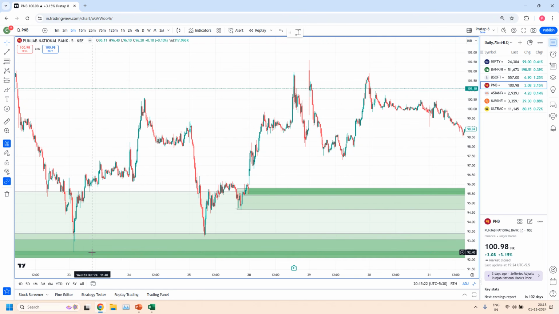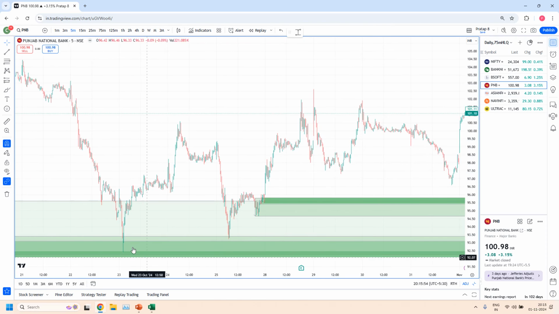Within how many days? This happened on 23rd October, and the maximum it reached was on 24th October. 23rd and 24th, within the next day, it gave a very good profit. Nearly 10% profit on the cash segment. If it is F&O, 5 times more. You would have got 50% ROI from here to here in just 2 days. That is how a lower time frame zone as an origin to the higher time frame will work.